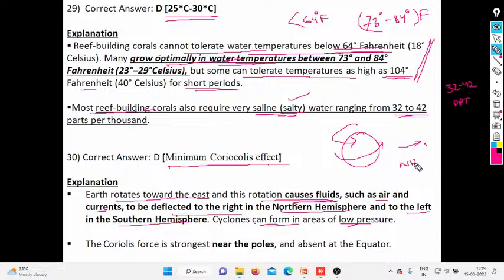Northern hemisphere and southern hemisphere. The Coriolis force is strongest near the poles, north pole and south pole. So Coriolis force is strongest near the poles and absent at the equator.